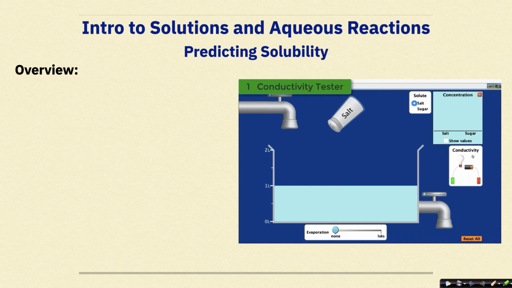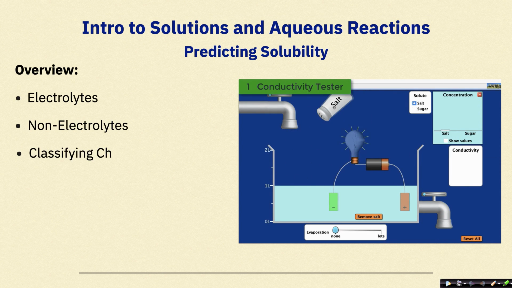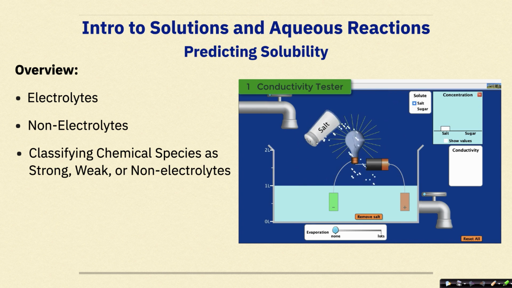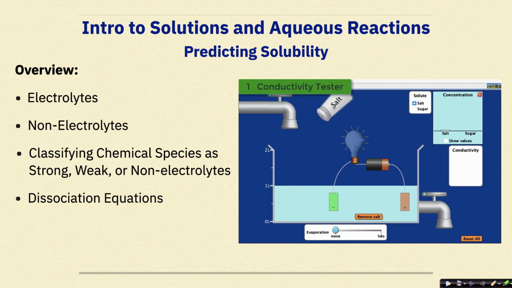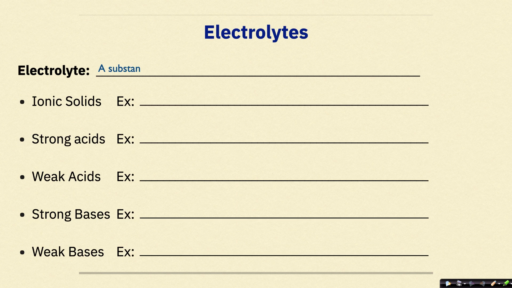Introductions to solutions and aqueous reactions, predicting solubility. In this tutorial, we will be going over electrolytes, non-electrolytes, classifying chemical species as strong, weak, or non-electrolytes, dissociation equations, and predicting solubility. An electrolyte is defined as a substance that dissolves in water to form solutions that conduct electricity.